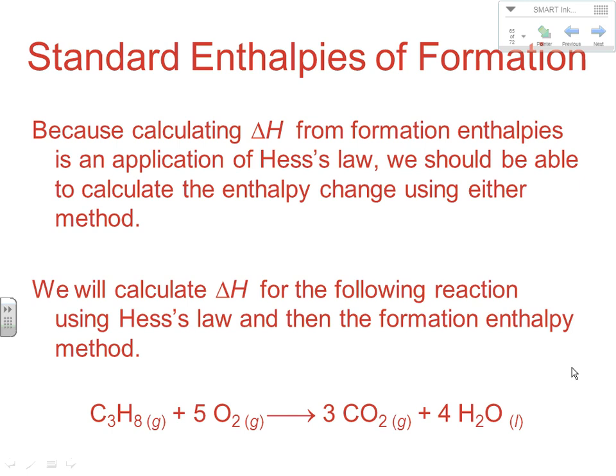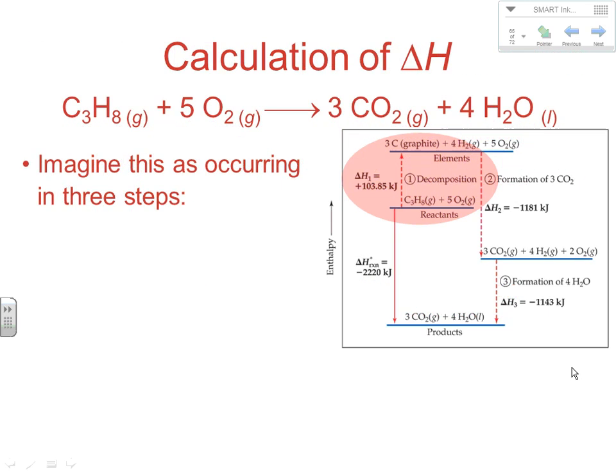Now, we're going to calculate the enthalpy change for the following reaction using Hess's law, and then we're going to look at it from a formation enthalpy method. So here's the reaction in question. We are combusting C3H8. You're supposed to know this. Remember, meth, eth, this is propane, so we're burning propane. So this is basically what happens in your gas grill out on your deck.